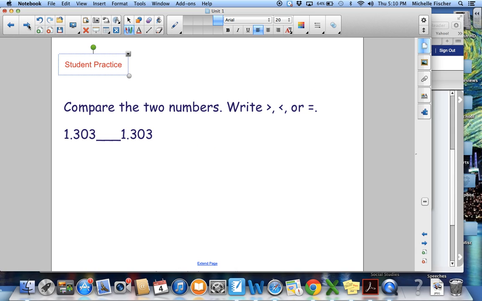All right, I want you guys to try this one and click next when you're ready. Again, you're writing in greater than, less than, or equal to.